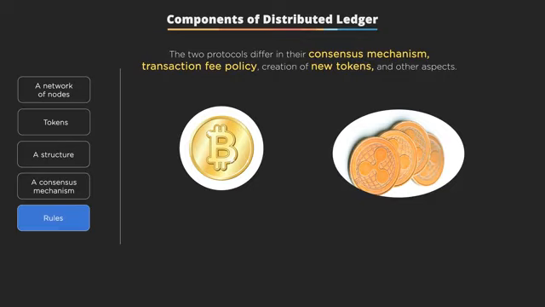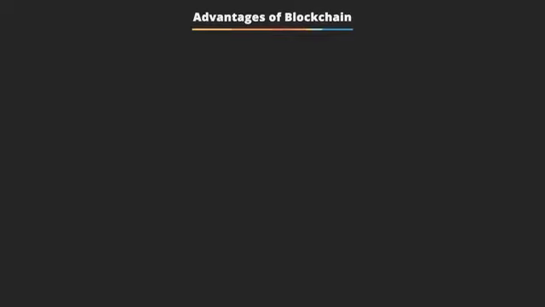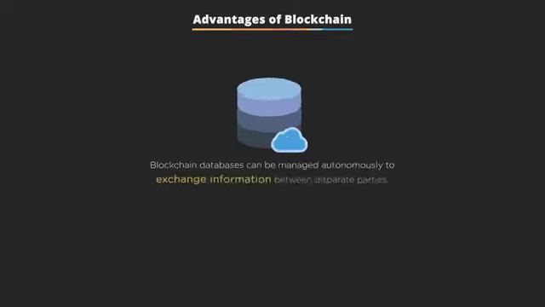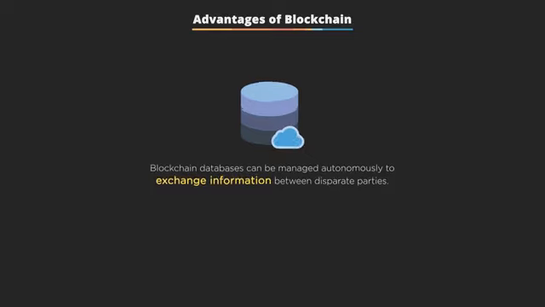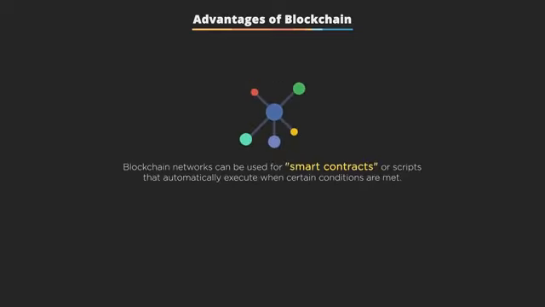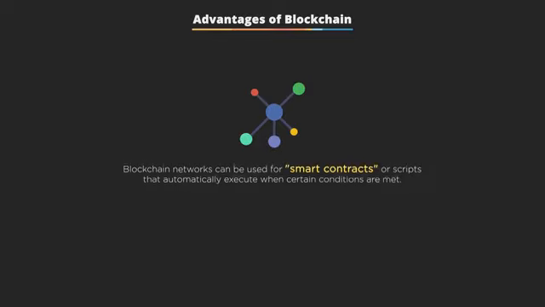Let's look at the advantages of blockchain. As a peer-to-peer network, combined with a distributed time-stamping server, blockchain databases can be managed autonomously to exchange information between disparate parties. Blockchain networks can be used for smart contracts or scripts that automatically execute when certain conditions are met.